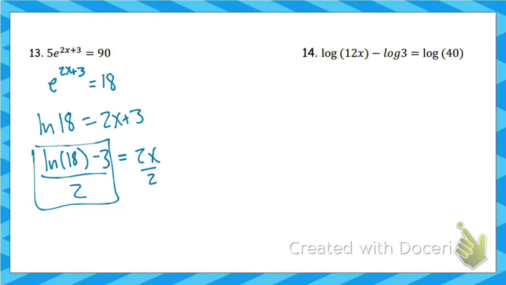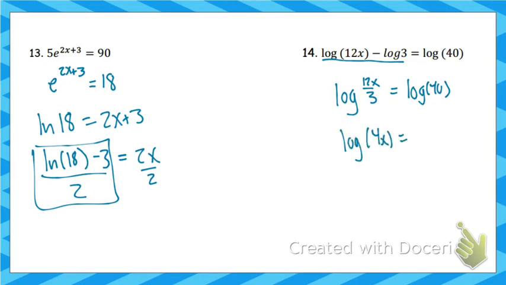All right, last one. Combine the two logs on the left. They're subtracted, so I'm going to divide the arguments. So 12x divided by 3. Sorry about that, guys. So 12x divided by 3, that is just 4x. And this time you have a log equal to a log, which means that you can just set the arguments equal. So 4x equals 40, so x equals 10.